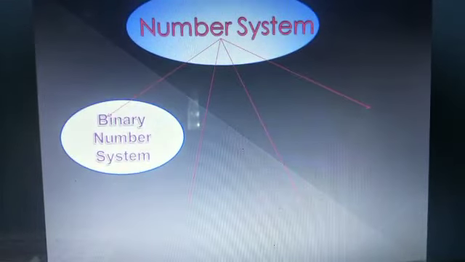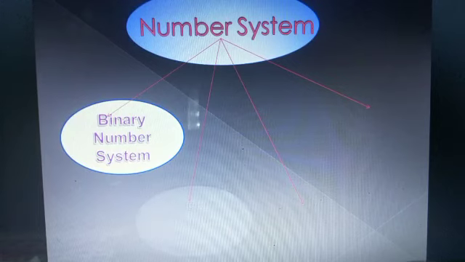First, binary number system. Computer works on binary language which consists of strings 0 and 1. It is also called the mother tongue language of the computer. The computer works on binary language, as we have studied just before. It has only the values 0 and 1, and it is also called the mother tongue language of the computer, just as our mother tongue language is Hindi.